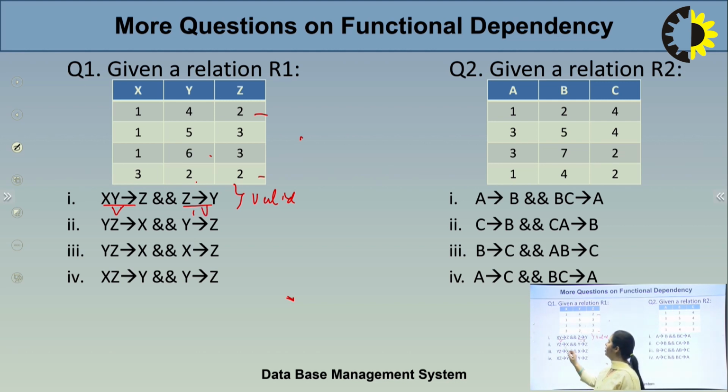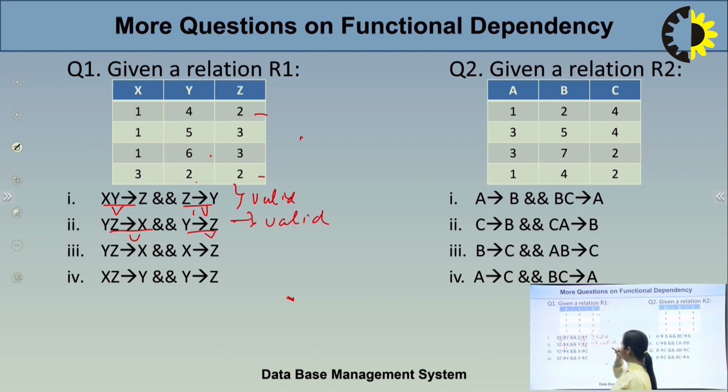Now, check another: YZ. On YZ, there is no repetition of Y and Z, so this is a valid functional dependency. Now, Y tends to Z. All the values of Y are different or unique, so we do not need to check the values because no value is repeated. We have to check the functional dependency on repeated or duplicate values. So, this is also valid, and this functional dependency is valid.